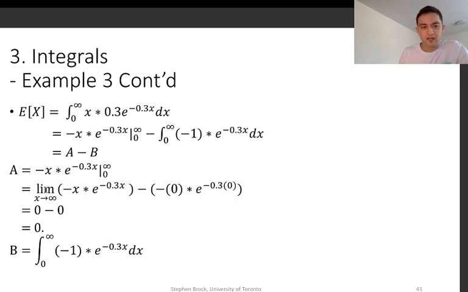Furthermore, if this term became infinity, then it wouldn't be a probability. For the exponential distribution, there's no way it could have been infinity, so we would have made a mistake there. So the first term is 0, and when we plug in 0 for the second term, that's just 0. So we have 0 minus 0, which is 0, and now we just need to solve for b.